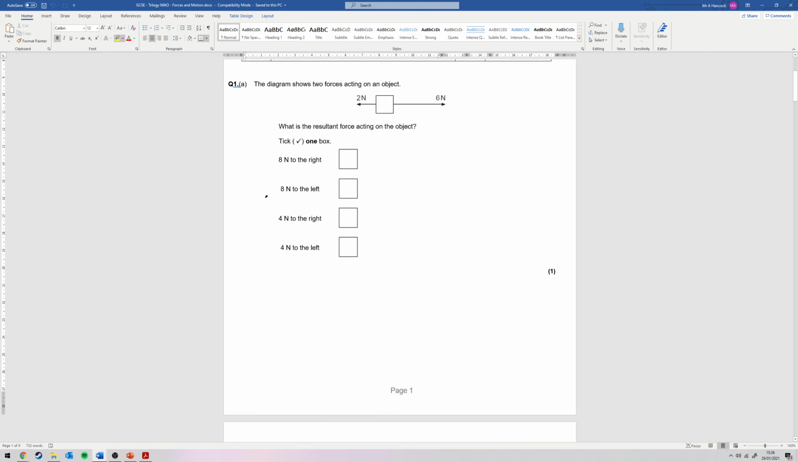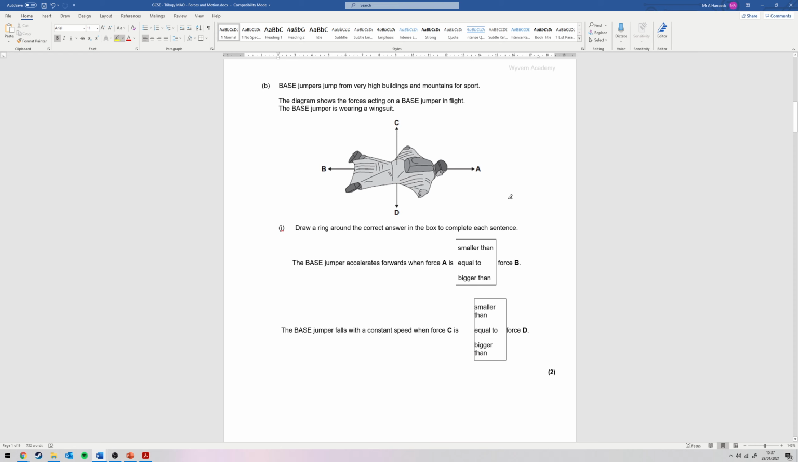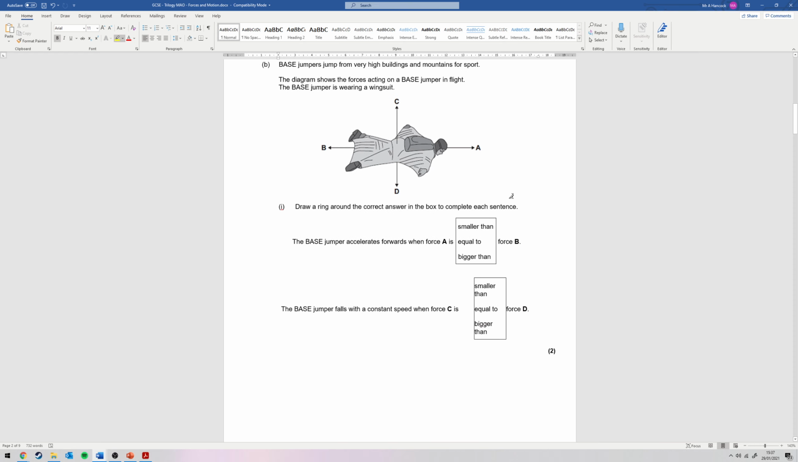So, question 1. The diagram shows two forces acting on an object. What is the resultant force acting on the object? Tick one box. Is it 8 newtons to the right, 8 newtons to the left, 4 newtons to the right, or 4 newtons to the left? Remember, just pause it if I'm going too fast, which I will be, and then resume it when you're ready.